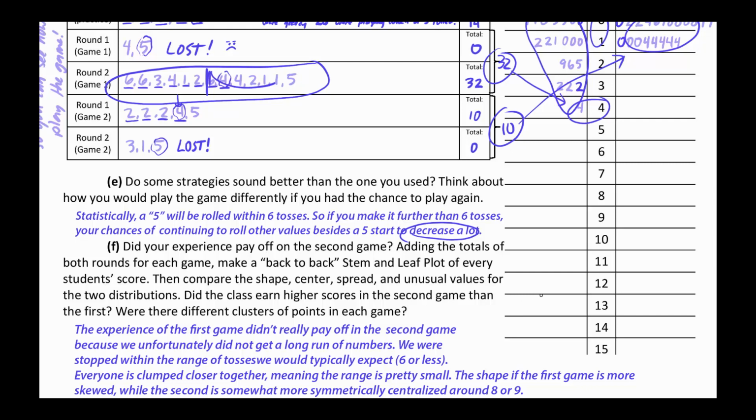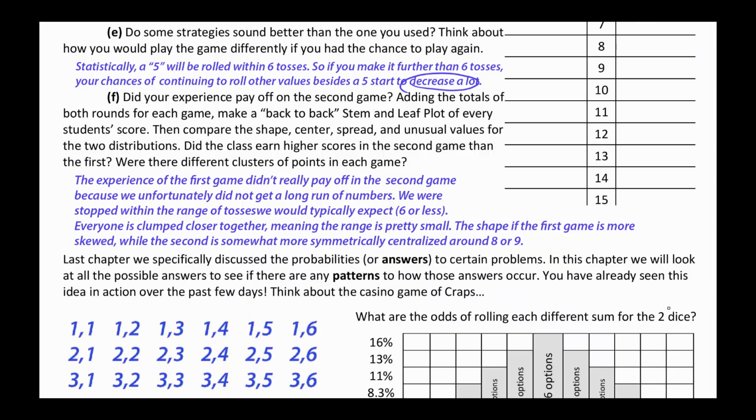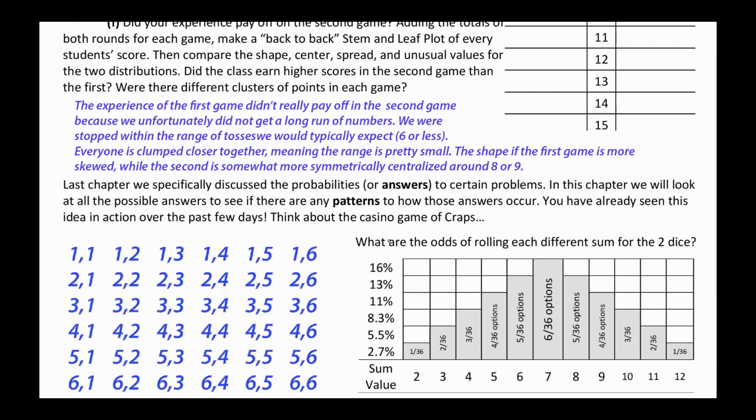So that game kind of gets us into the idea of what we are doing. We are taking different probabilities, different likelihoods, and we're putting them together in a graph and seeing what shapes we get out as a result. If you look at the bottom of the notes, we talked about the answers last chapter. In this chapter, we're looking at those answers to see if there are any patterns. How do they occur? Are there shapes to those patterns of answers? If you've done the casino project over the last few days, you've actually seen this in action.